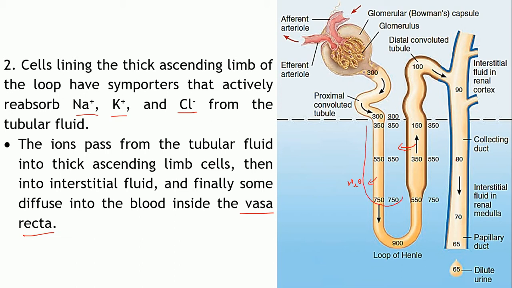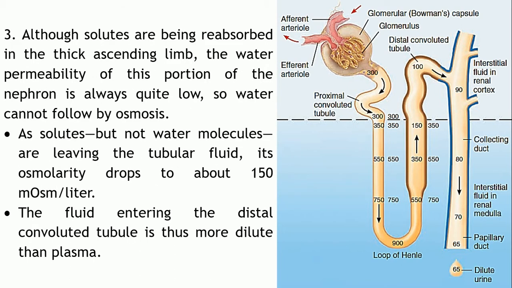Remember these vasa recta which are present over here. So it will move into the blood capillaries. Now as these fluids are passing along the ascending limb of loop of Henle, we have seen that due to the presence of the sodium potassium 2 chloride symporter, ions are moving into the interstitial fluid. But what about the water permeability? It is quite low, right? So water is not reabsorbed over here. What is getting reabsorbed? The ions are getting reabsorbed, right? Water is not getting reabsorbed.